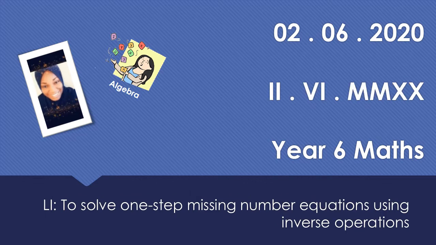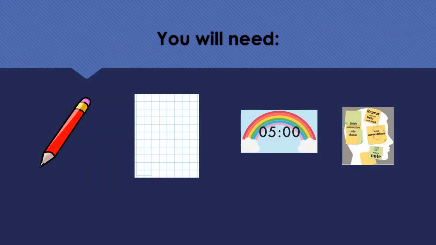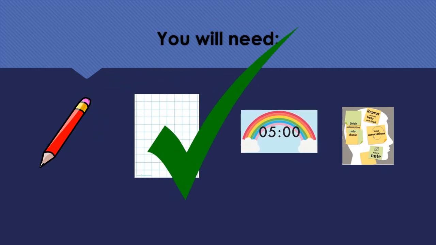So hopefully you've written down the date in Roman numerals correctly, as shown on screen. Should be quite simple for you now. So well done if you managed to get that. For today's lesson, you will need a pencil, paper, 5-minute timer, and you'll need your thinking hats on. Check.